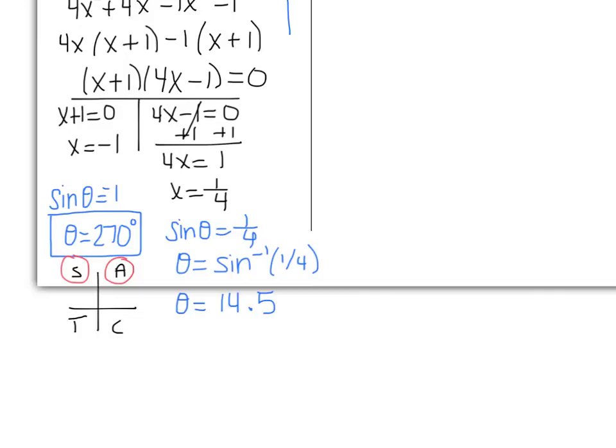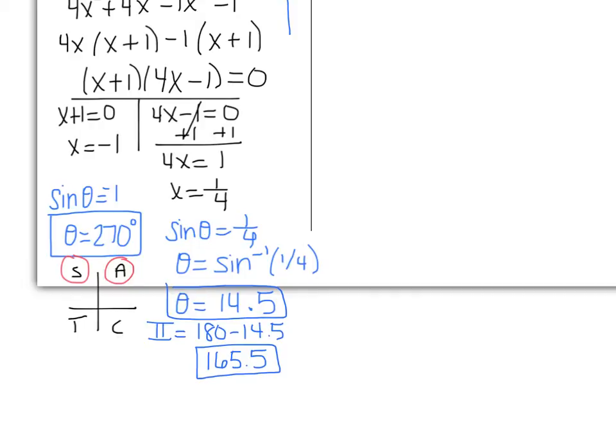So quadrant 2 would be 180 minus 14.5. So we can go ahead and put that in the calculator. And we get 165.5. Here's my angle for quadrant 2. Here's my angle for quadrant 1.